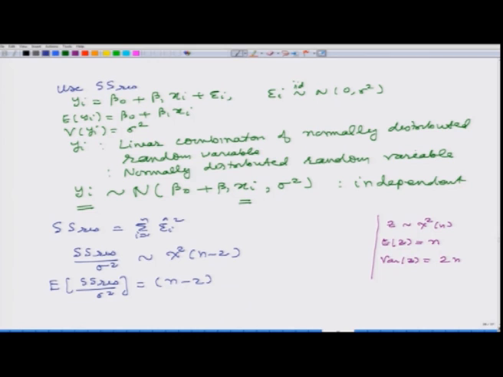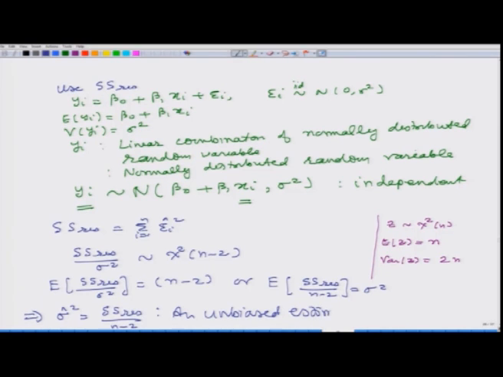And so, I can write that the expected value of SS res divided by n minus 2 is equal to sigma square. This implies that sigma square hat is equal to SS res divided by n minus 2. So, this is an unbiased estimator of sigma square.